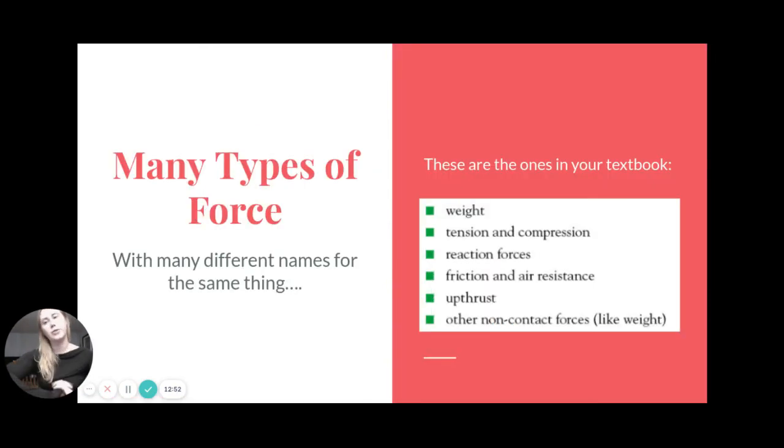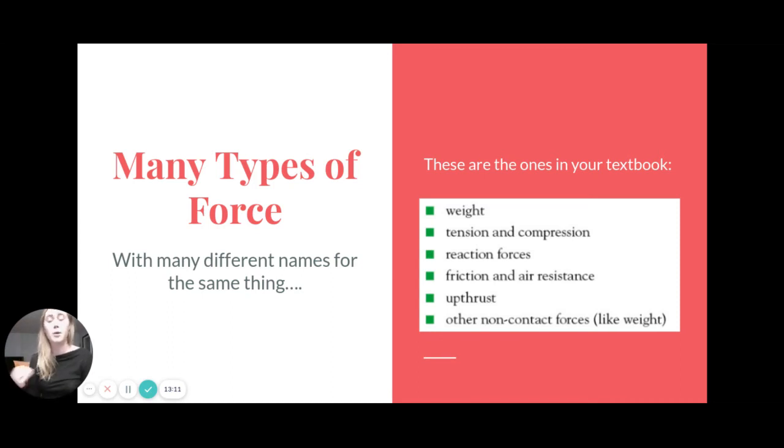There are many types of forces, and here are the ones listed in the books, but there are also many different names for the same exact force. And so I will try and be consistent, but I don't really like the books' version that they use. So you may hear me accidentally call it something else, and I will just ask if you're confused.